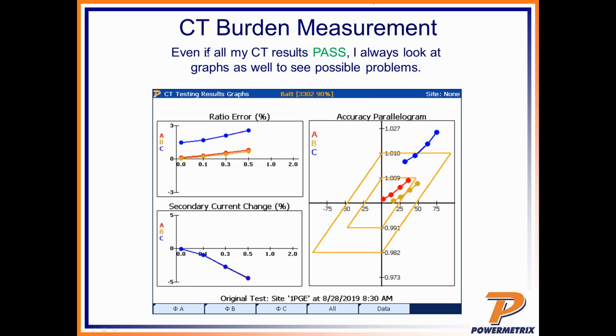Just a little thing I want to say here. Even if all my CT results pass, meaning on that first screen, I always, and I mean always, look at the graphs as well to see if I have any possible problems that could come up, right? So this is that same result we looked at before. And you'll see on phase C, it passed, but it's a little bit further out than these other ones, okay? The question is, if something were to happen in the future, is there a decent chance that this could end up costing me lost revenue?